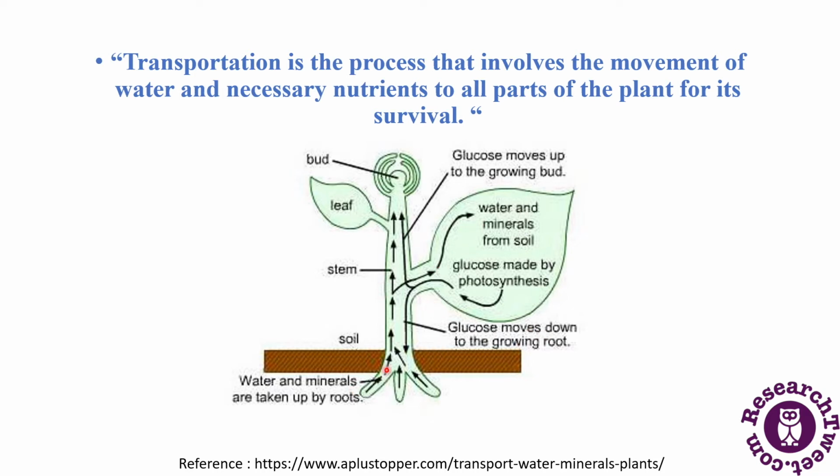Here, when the water and minerals are transported, they get into the leaves. So water and minerals from the soil are getting into the leaves, and glucose is made through photosynthesis. So this is the whole process of how transportation involves the movement of water and necessary nutrients to all the parts of the plant for its survival.